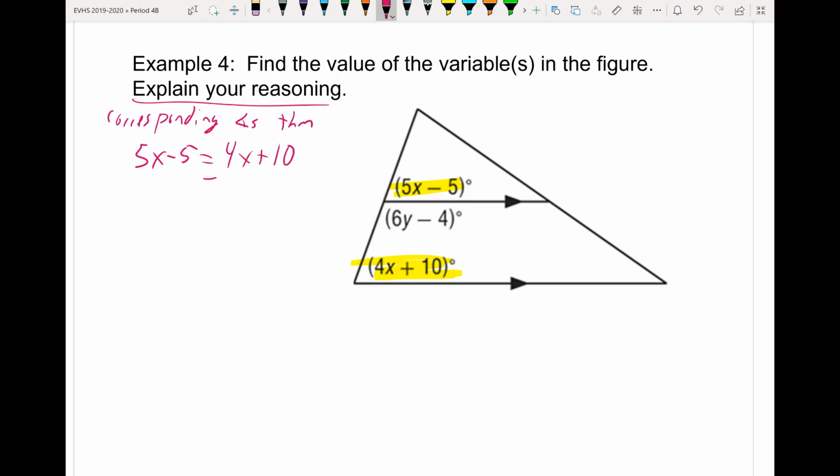All right, how am I going to solve that? Subtract 4x on both sides gives me an x on the left. Then add 5 on both sides gives me a 15 on the right. Hey, I like one-step equations.